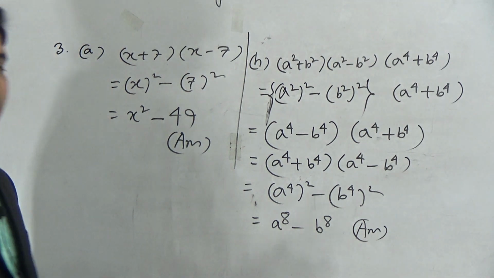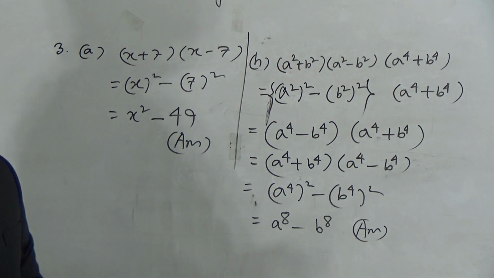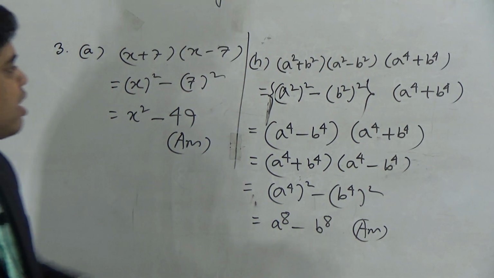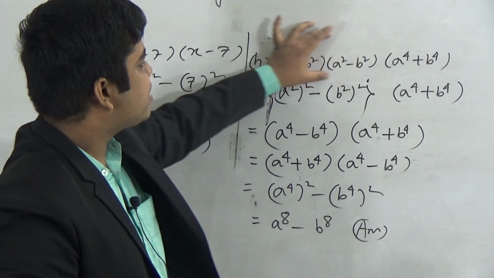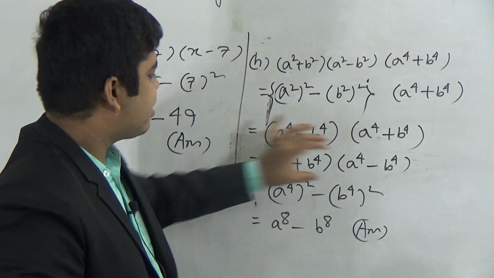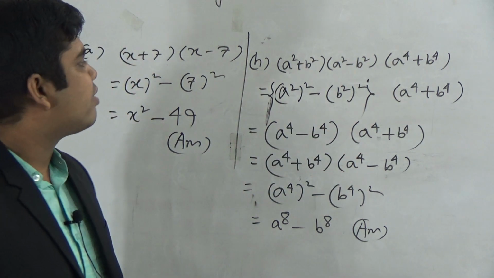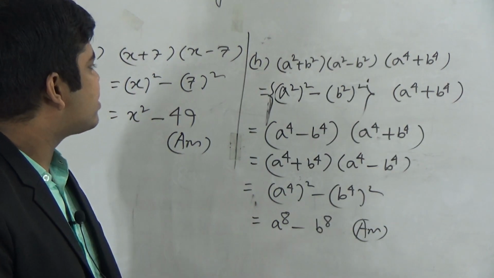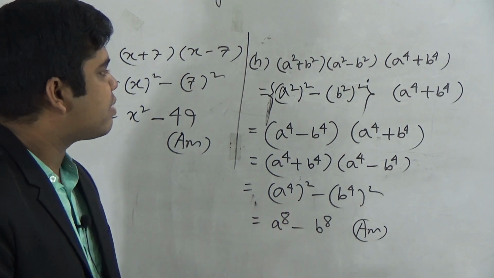Dear students, we apply here the a square minus b square formula. So, okay, first of all we apply the a square minus b square formula in this section. Again we apply the a square minus b square formula in this section. Okay, I hope you have understood. Both are the answer of this question. This is the answer of this question.